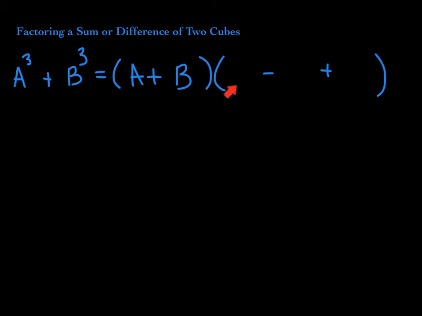Now this first term will be the square of a, so a squared. This middle term will be the product of these two terms. A times b is ab. And then the last term will be the square of your second term here in the binomial factor. So b squared. This is the pattern that you want to follow when you are factoring a sum of two cubes.